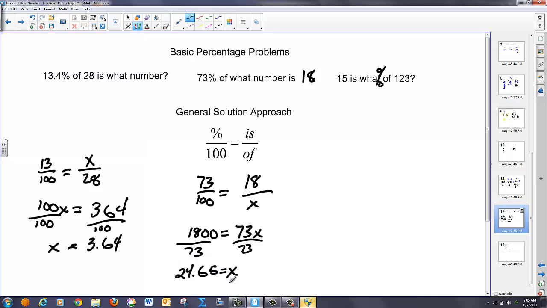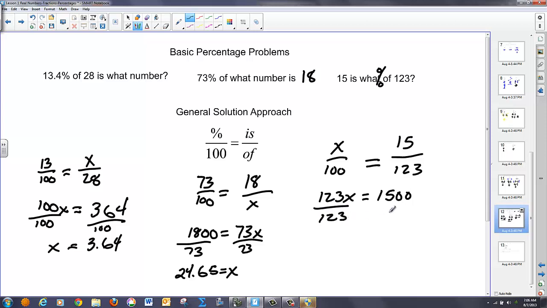Finally, 15 is... So in this case, 15 follows the is, it goes on top. What percent? Unknown percent over 100 of is the 123. Cross product, 123x equals 1500. Divide both sides by 123. And x equals whatever 1500 divided by 123 is, which is approximately 12.19.